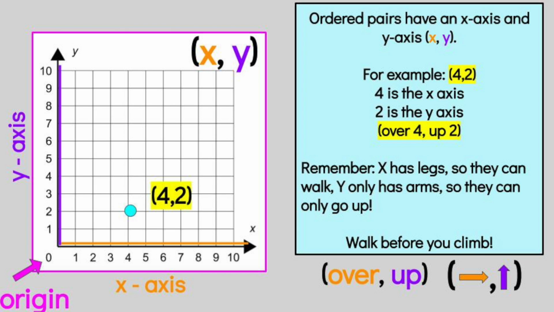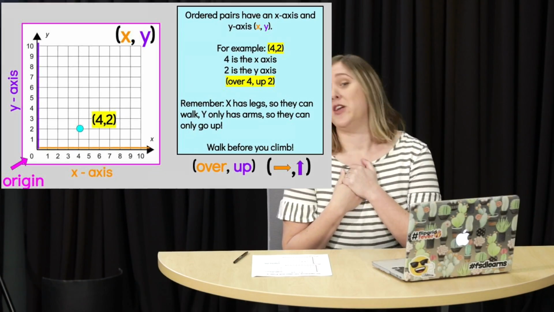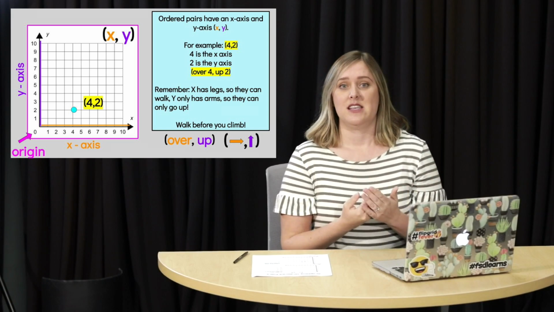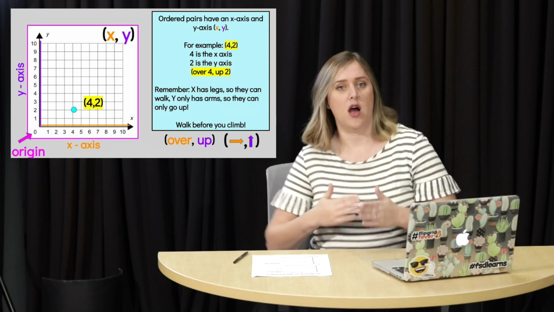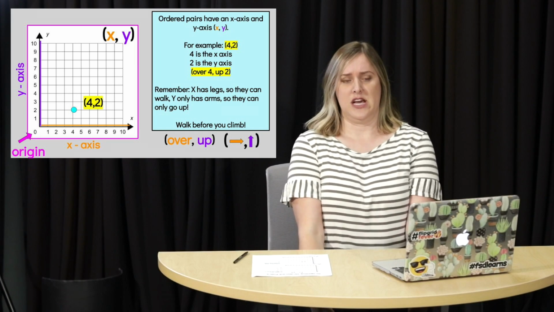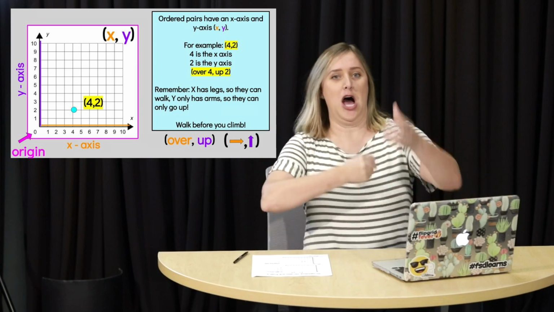Anytime I look at an ordered pair, in my mind, I always say over 4, up 2, depending on what my ordered pair is. So this is how I remember. I know it's a little silly, but it works, I promise you. The letter X has legs, right? And so it can walk. But the letter Y doesn't have any legs. It just has one little peg and 2 arms. And so the Y can climb.